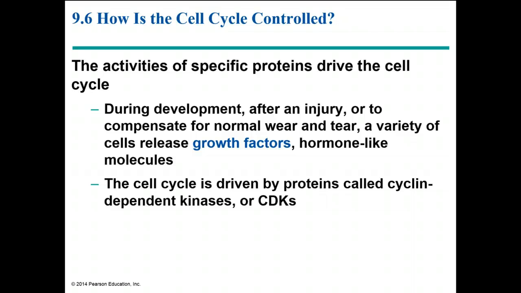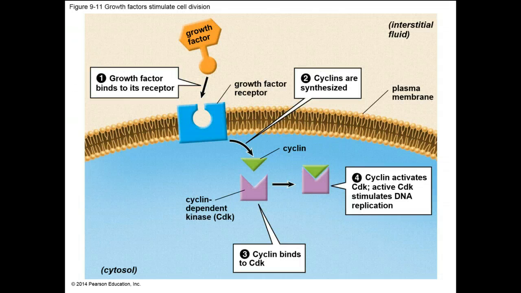During development, after an injury, or to compensate for normal wear and tear, a variety of cells release growth factors, which are hormone-like molecules. The cell cycle is driven by proteins called cyclin-dependent kinases, or CDKs. In order to stimulate cell division, growth factors must bind to cell surface receptors, leading to cyclin synthesis. Then the cyclins bind to and activate specific CDK molecules.